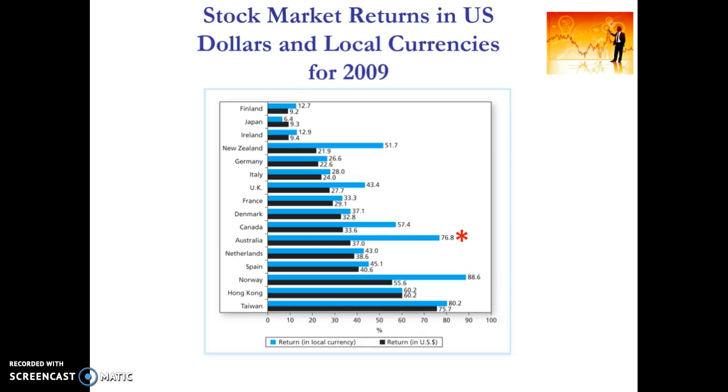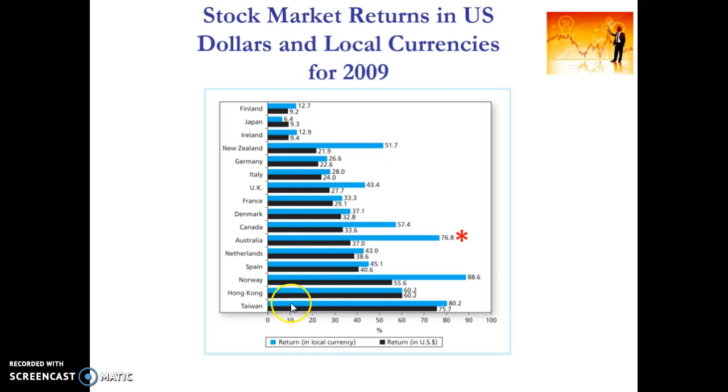So across the course of 2009, the Australian dollar was not the only currency that appreciated substantially against the US dollar. In fact, the US dollar depreciated across most foreign currencies across this year. And if we look across the period of that year, we can see that for a US investor, investing in foreign markets actually resulted in quite a substantial return for that investor. We can see that in Australia it's about 80%, as we saw on the previous slide. Norway, 88%. Similarly, countries like New Zealand and the UK.